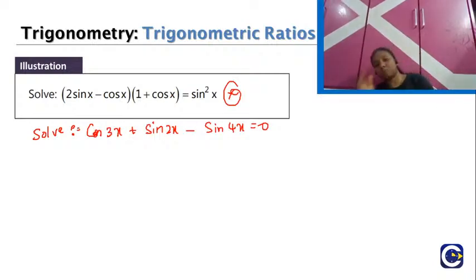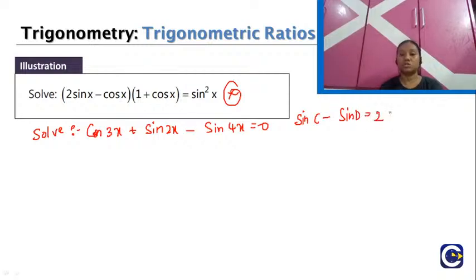So just simply apply your formulas. What formula can you apply here? If you observe, we have the basic sum formulas for sin C plus sin D, sin C minus sin D, cos C plus cos D, cos C minus cos D. Here we have two sines, so you can apply the formula of sin C minus sin D, which is equal to 2 cos((C plus D) by 2) sin((C minus D) by 2). You can apply the formula here and try to convert that into the simplest form.